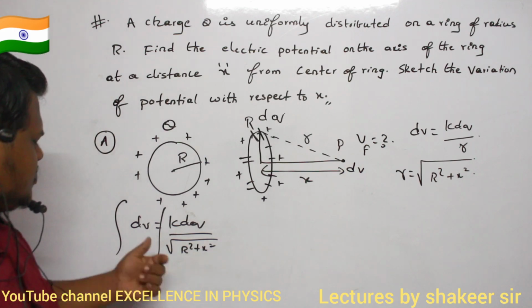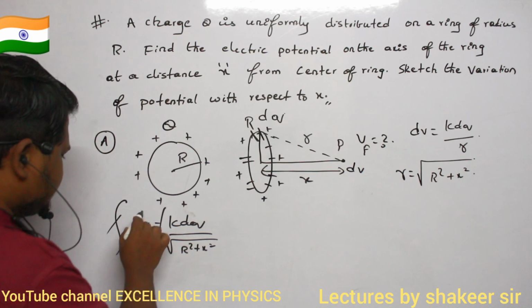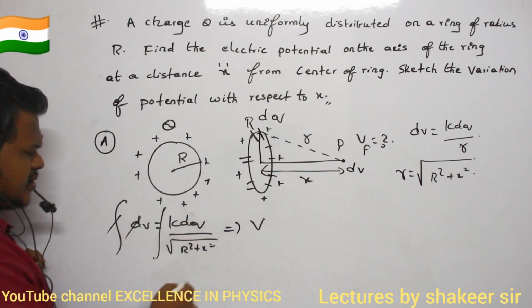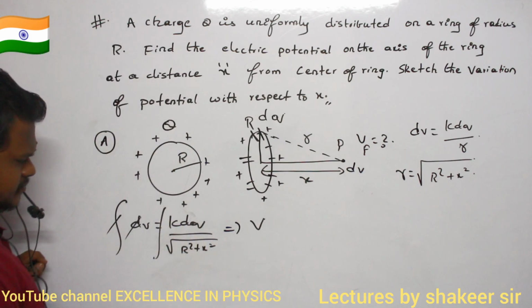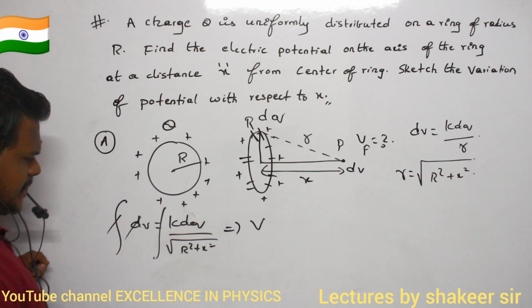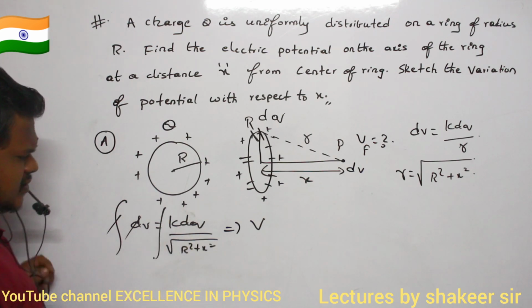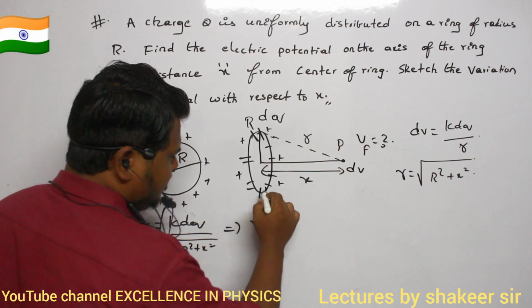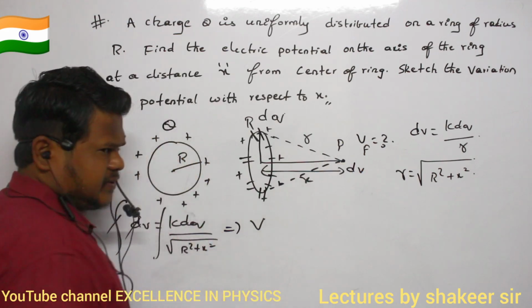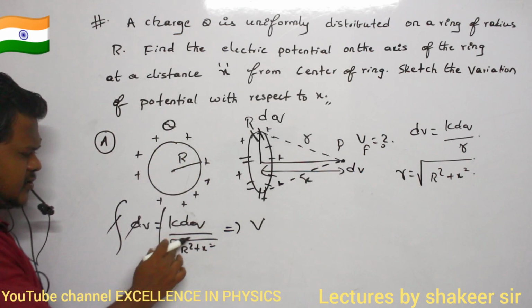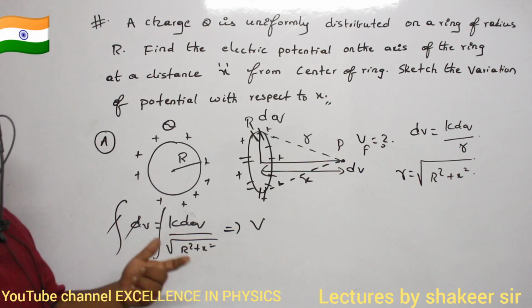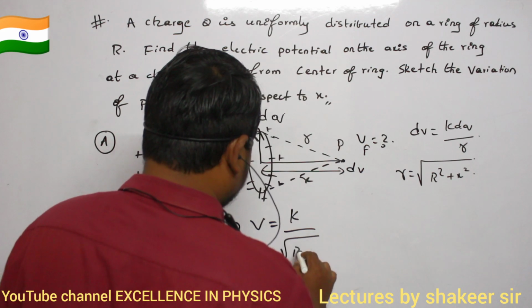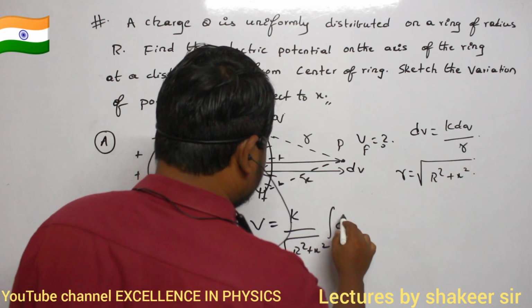Are you able to understand more? If you integrate on both sides, integration and differentiation will cancel. So I will get V equal to, now in this equation, can you say which terms are constant? k is a constant. Similarly, the square root of r square plus x square is also a constant, because whichever dq you take, that dq is at the same distance up to this point. So you can take this out of the integration too: k divided by the square root of r square plus x square, times the integration of dq.